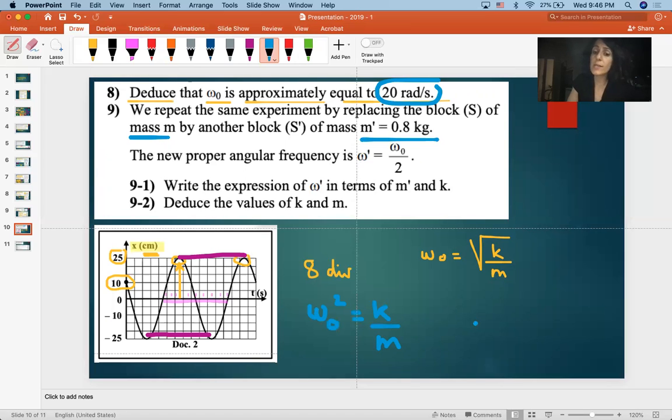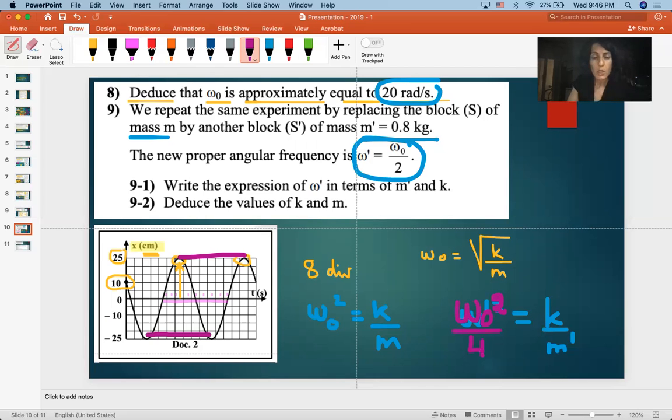Okay. Now, what is W prime squared? It is K over M prime. I know the relationship between W prime and W0. So I'm going to replace this one by W0 over 2. I'm going to overwrite it probably with purple. So this is W0 squared over 4. Why is it over 4? Because I'm squaring W0, so it's W0 squared over 2 squared.